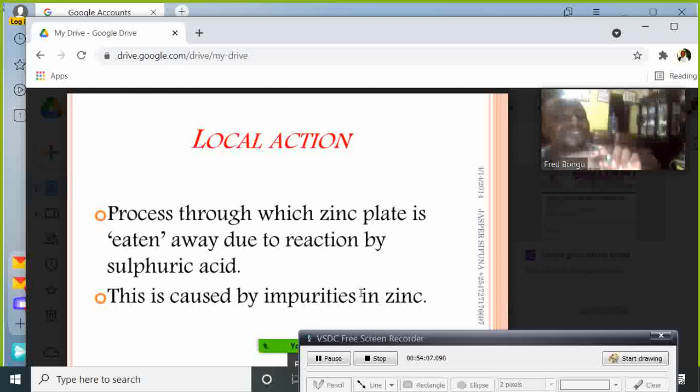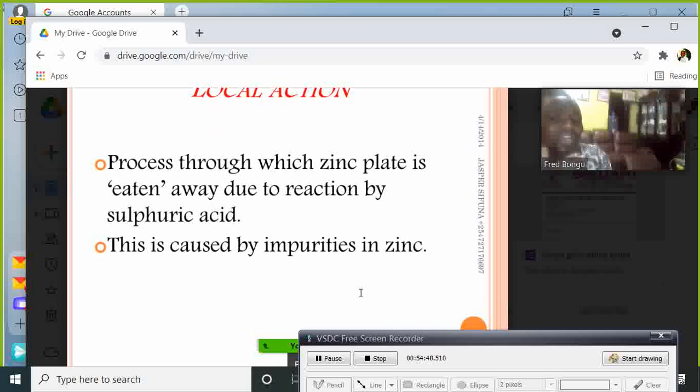So we have the second defect, which is called the local action. We say that at the back end here, we have zinc plate. Now, remember, we say that the zinc, when it becomes positively charged, gets attracted to the sulfate ion from the sulfuric acid, meaning the zinc plate is being eaten away. Once it is being eaten away, by the end, we are not going to have the zinc here, because it will disappear. It's being eaten away by the acid. So this being eaten away is what we call the local action.